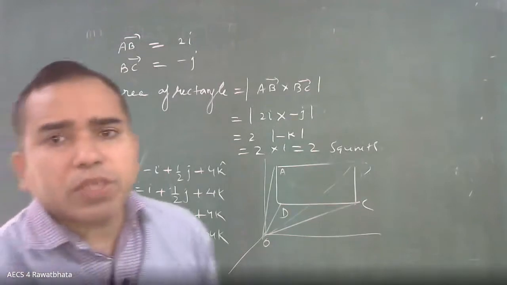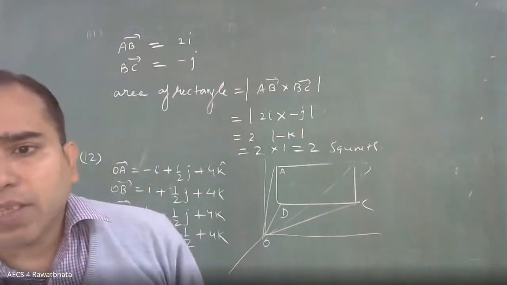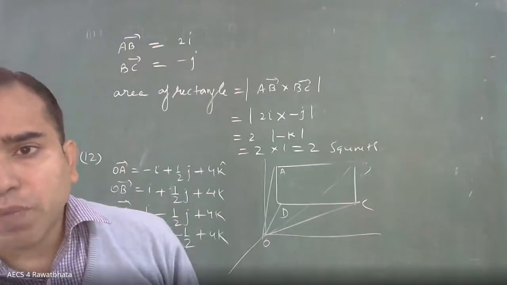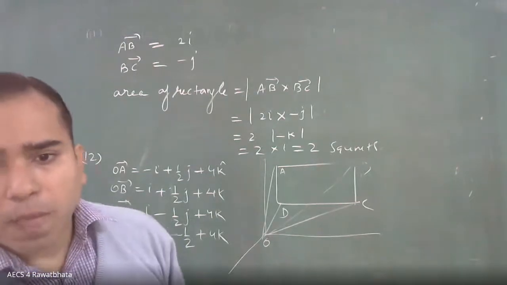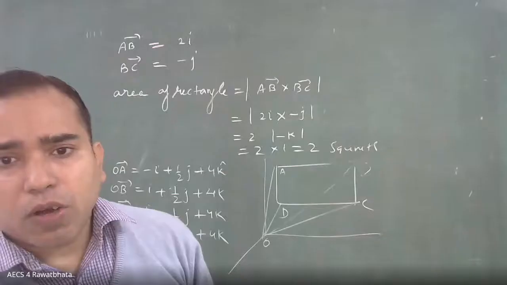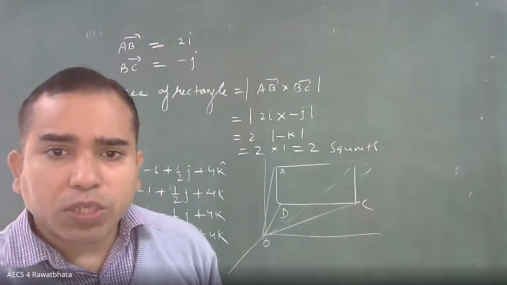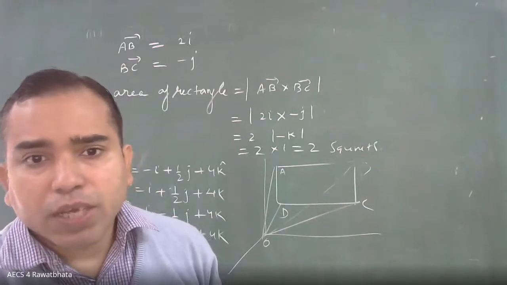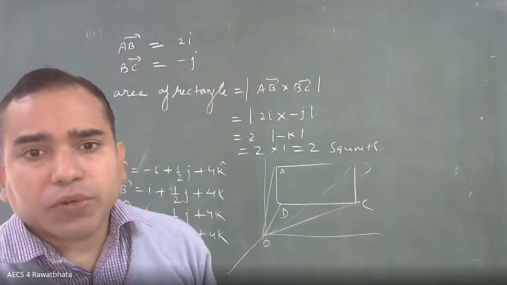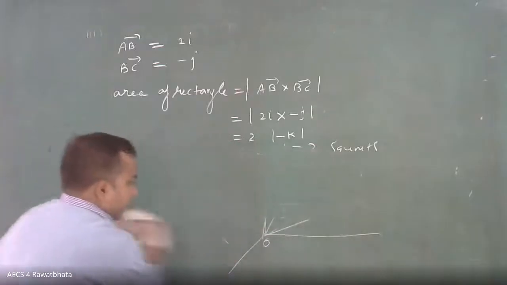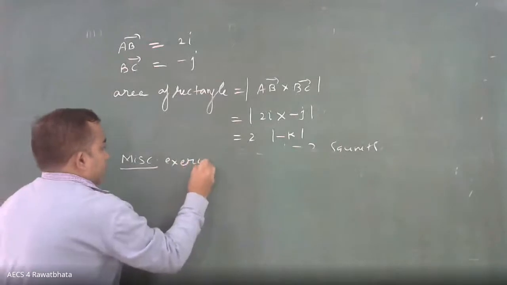Now let us come to the miscellaneous exercise. Dev Sharma, will you read the first question of the miscellaneous exercise? Yes, sir. All the students are requested to see the miscellaneous exercise in your textbook. And let us see the first question. Dev, yes, please. Write down a unit vector in xy plane making an angle of 30 degrees with the positive direction of x-axis.